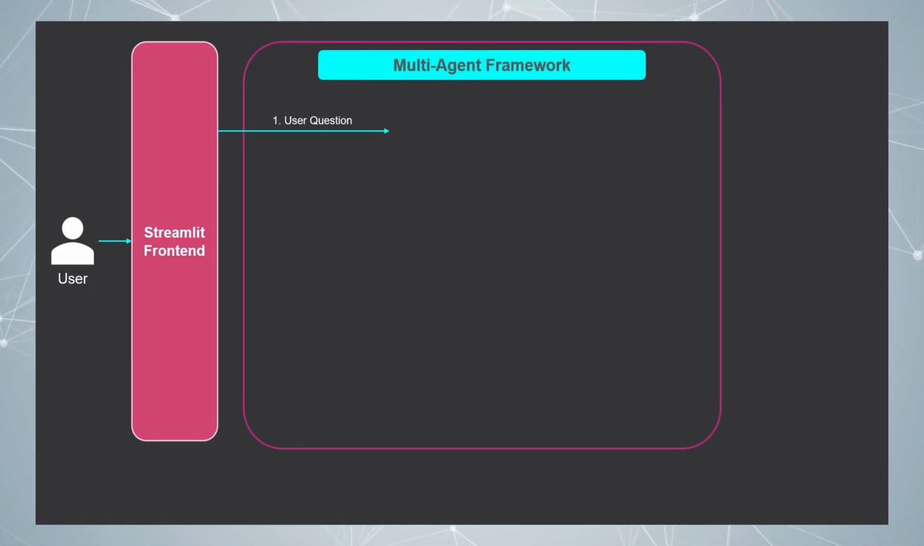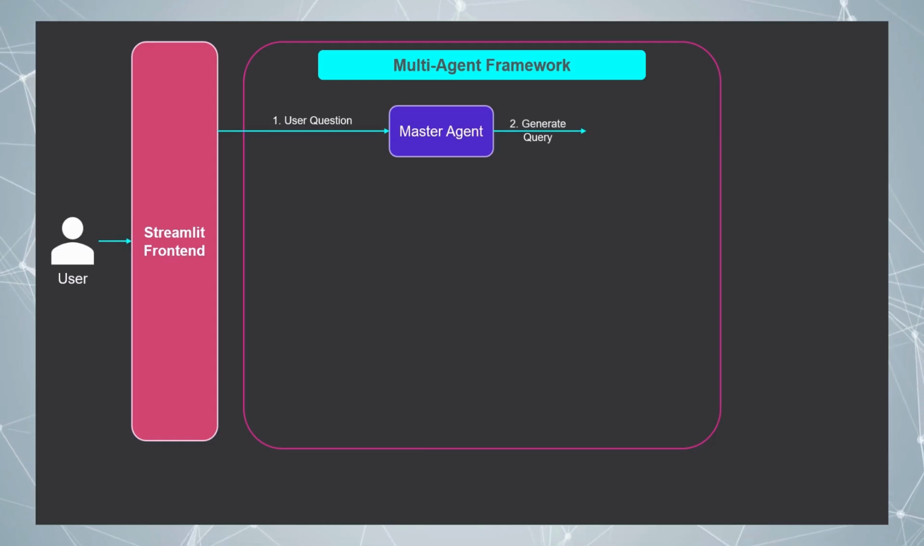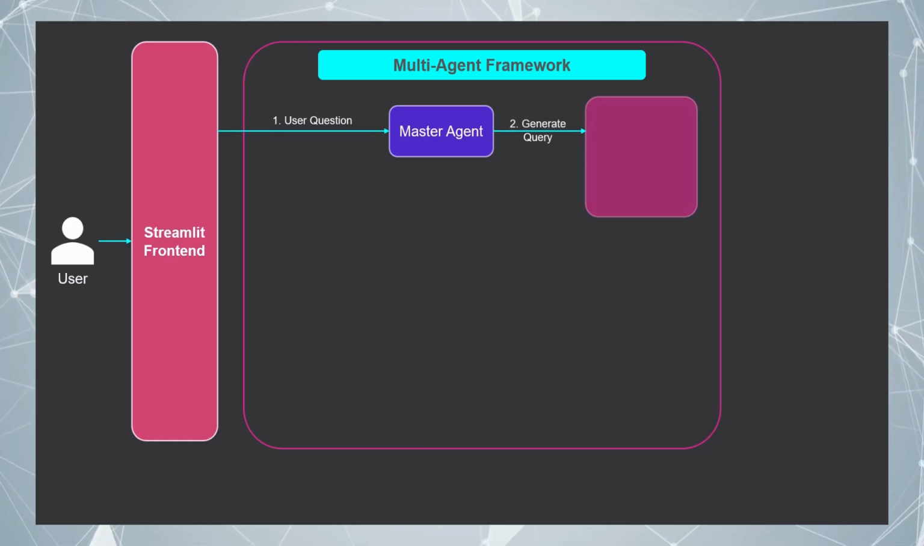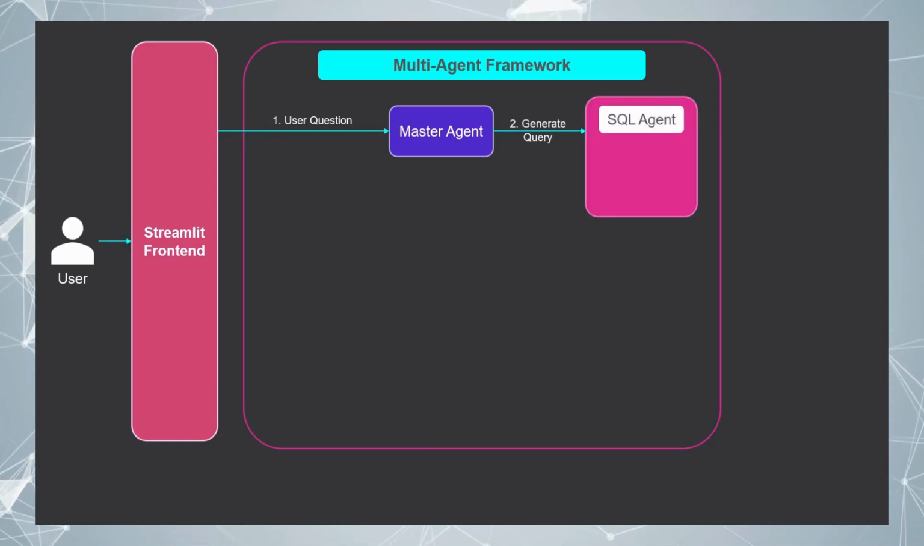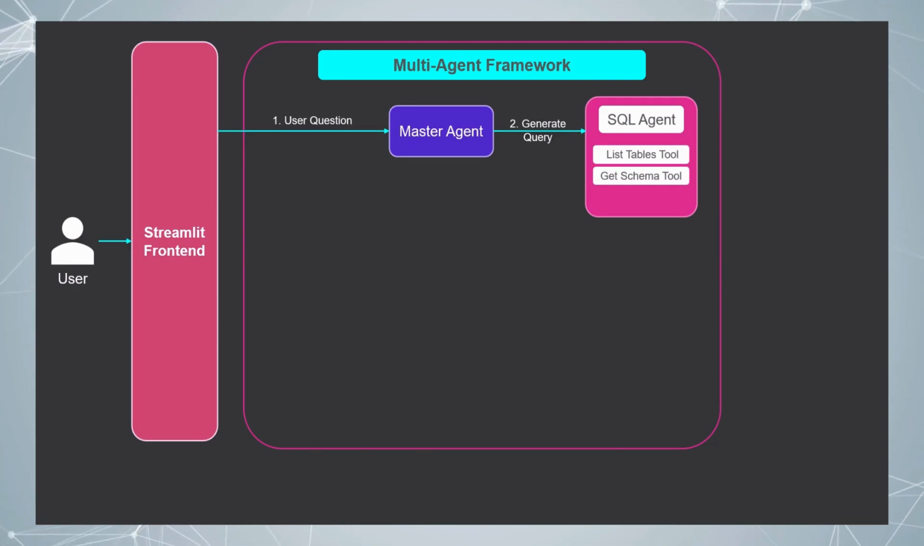First, the master agent, powered by the GPT-4o model, interprets the user's intent and delegates the request to the next suitable agent. To generate the SQL, the master agent hands off the task to the SQL agent, which is built on OpenAI's o3 mini model. It runs a sequence of tools, list tables, get schema, and test query, to understand the structure, construct the query, and estimate execution costs.